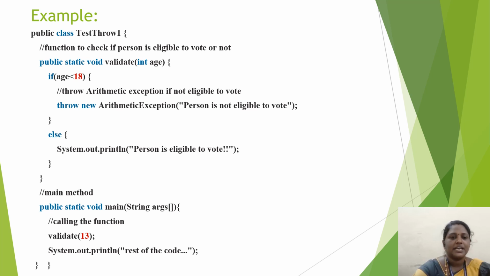So the main advantage of using the throw keyword is to explicitly throw exceptions. You throw an exception explicitly to inform the users. Those are the main advantages of using the throw keyword. In this program, you check whether the person is eligible to vote or not. Using validate of 13, it is not eligible to vote, so you have to throw the exception: the person is not eligible to vote. This is the output, right.